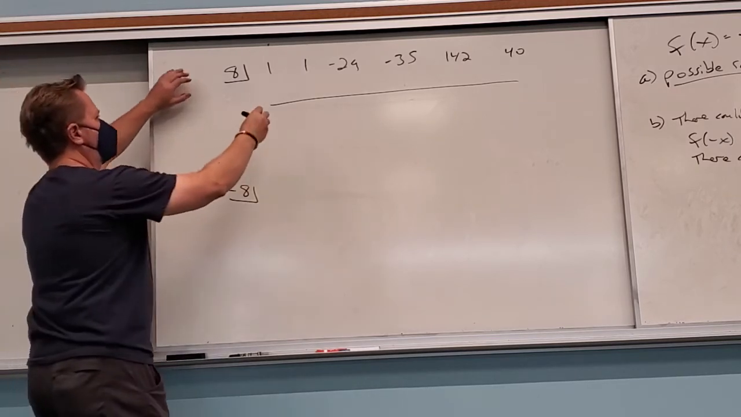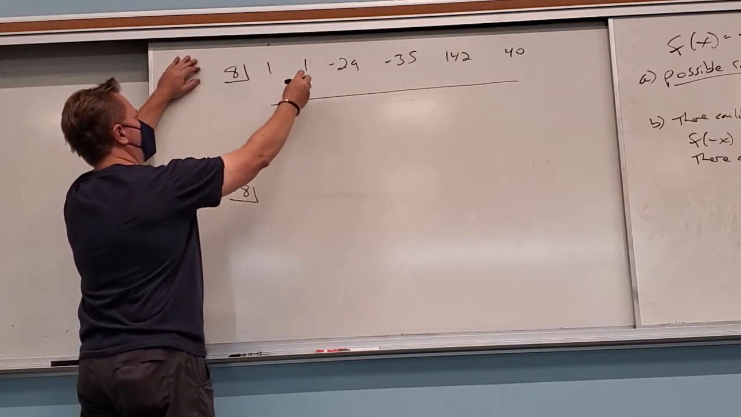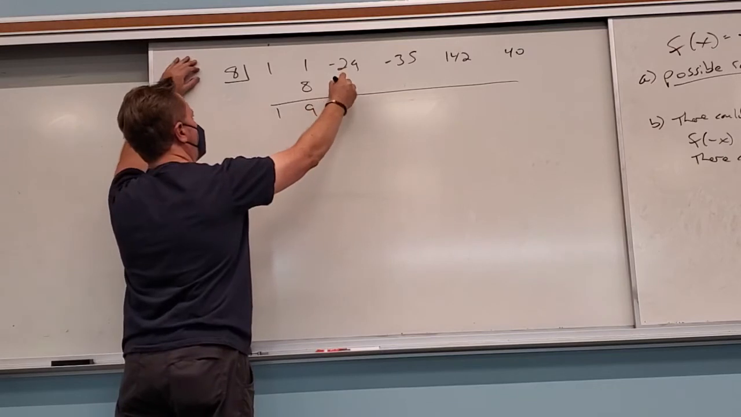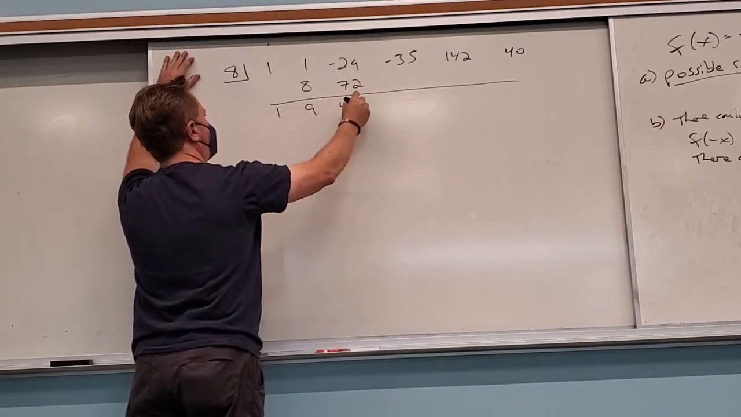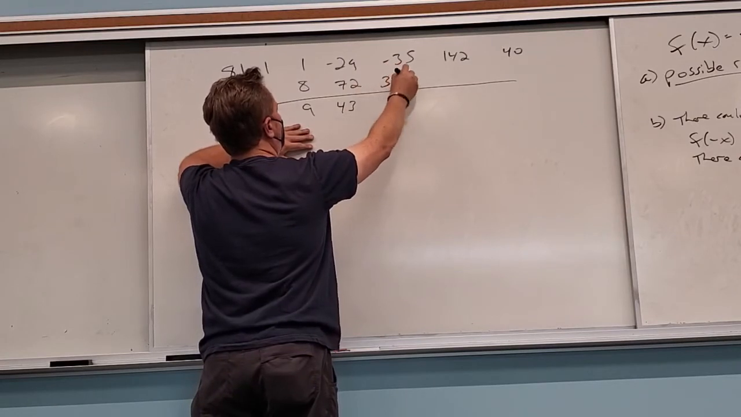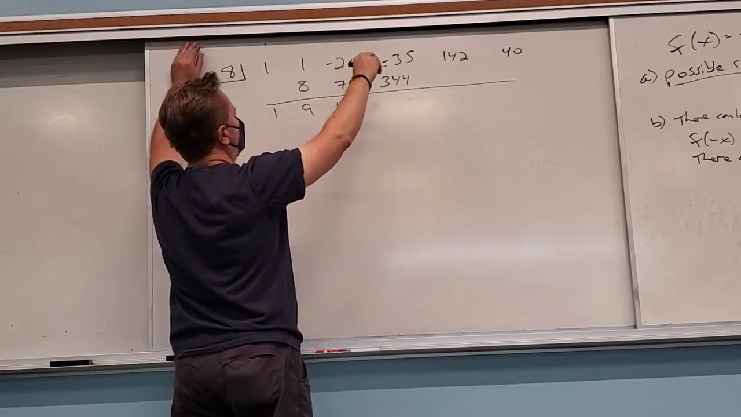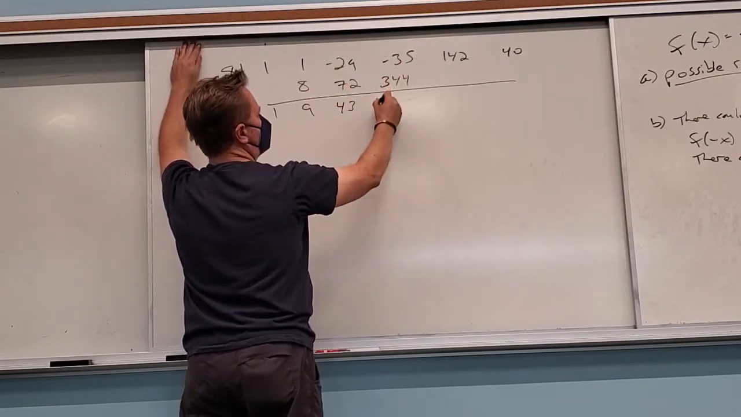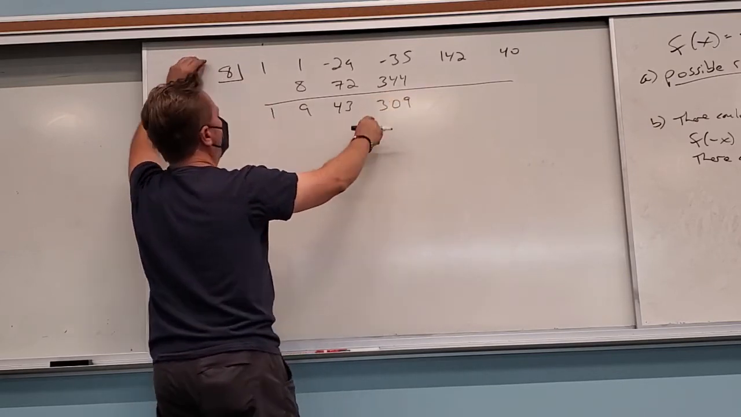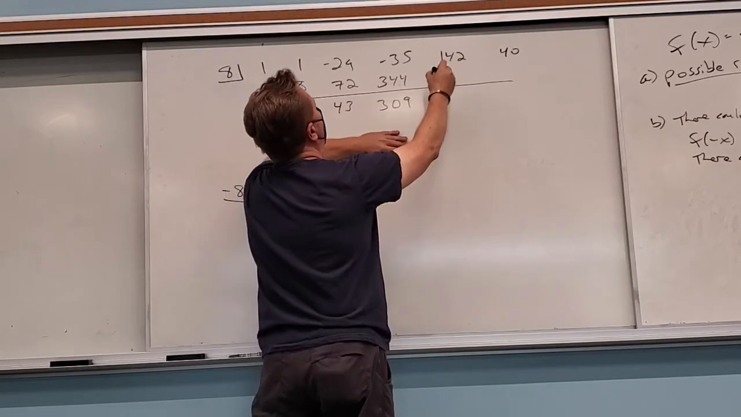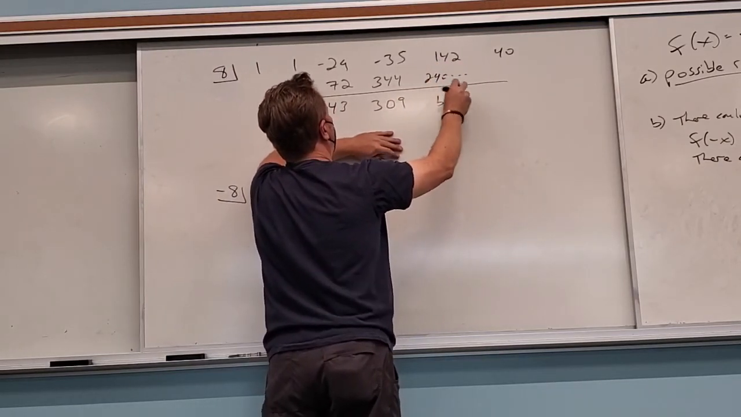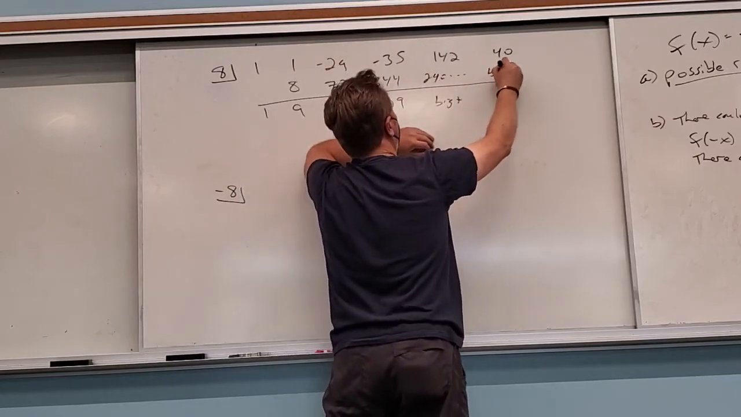See, this is where the calculator definitely comes in here. 1, 8, 9, 72, 43. 8 times 43 is 344, is that right? Interesting. Yeah. That's 309, I believe. 8 times 309 is 2400 something. This is big positive, times 8 is bigger positive.